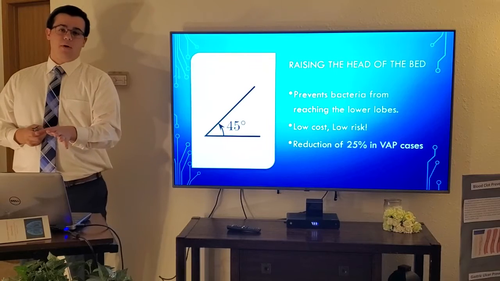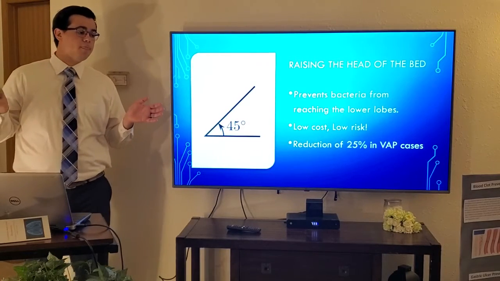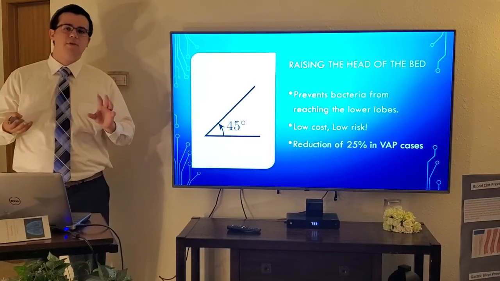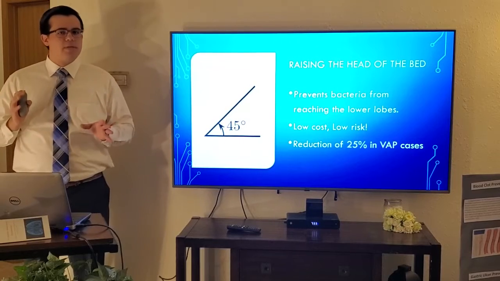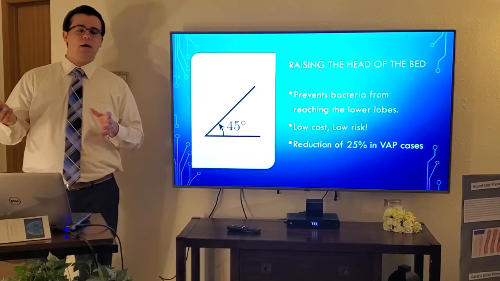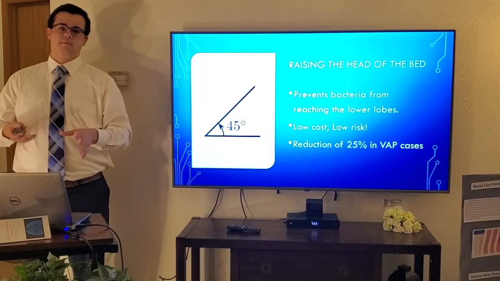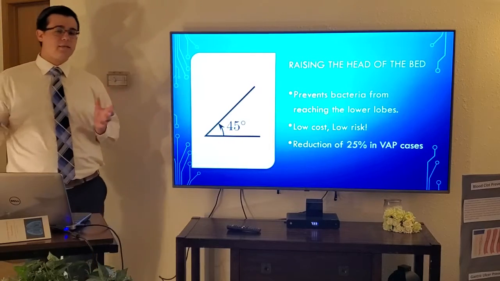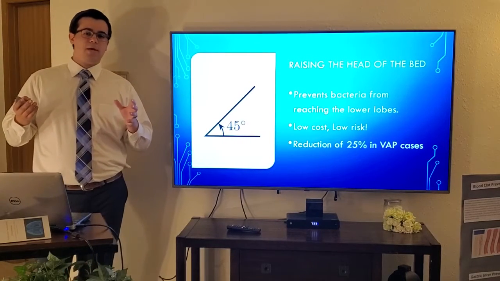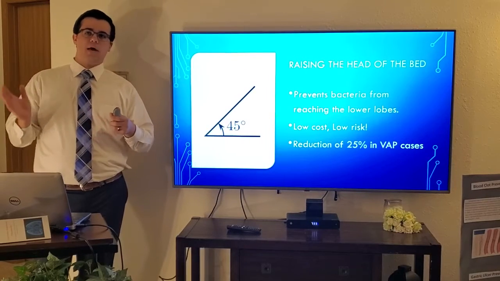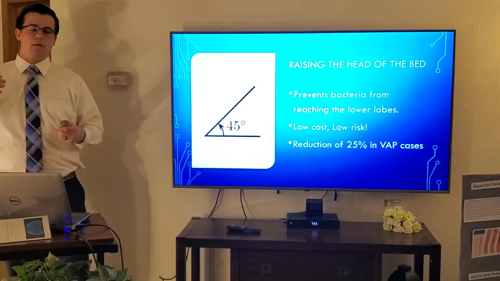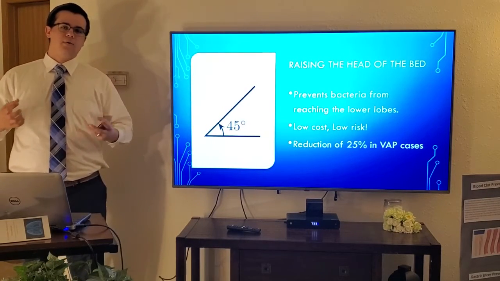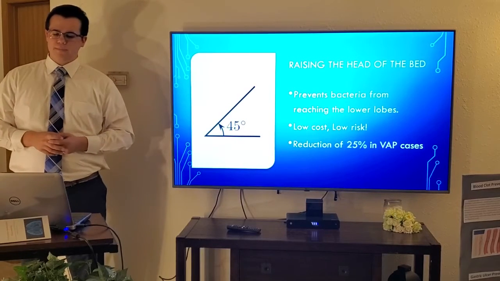Now, the first part of our 5-part bundle. There are many different bundles that have been studied, and there's a large range of interventions, different treatments that can be used for ventilator patients to help reduce the development of VAP. But the first piece here is raising the head of the bed. You think, oh, I have a hospital bed, I click the button, the head goes up, that's it, right? How does that affect something so strong and so crippling as ventilator-associated pneumonia?